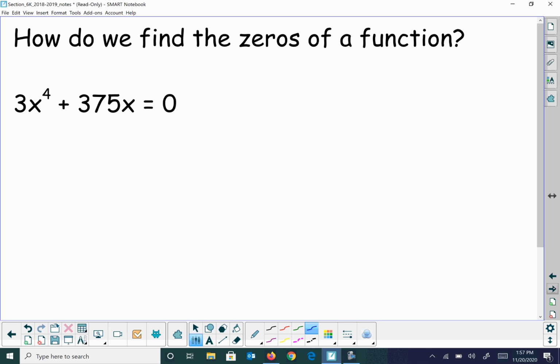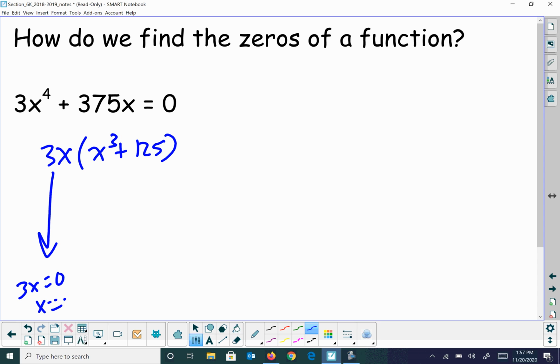Okay. All right, so how do we find the zeros of a function? Well, on this one, looks like we could factor a 3 and an x out of both. So that's going to give me x to the third plus 125, which is great. So this means that 3x equals 0, so x equals 0. So that's one of my solutions. It's going to cross at 0.